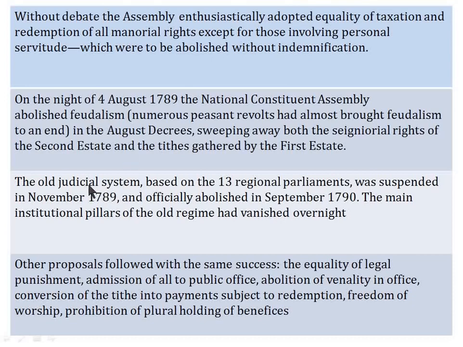Okay, next find the third one. The old judicial system based on the 13 regional parliaments was suspended in November 1789. So we got the timeline: August 1789, November 1789, and officially abolished in September. The main institutional pillars of the old regime had vanished overnight. So something was vanished overnight. There was something, some old laws, they have vanished. Next, other proposals followed with the same success. So there are other proposals too. In this they have mentioned some of the proposals and there were other proposals too. So this can't be the first one again.